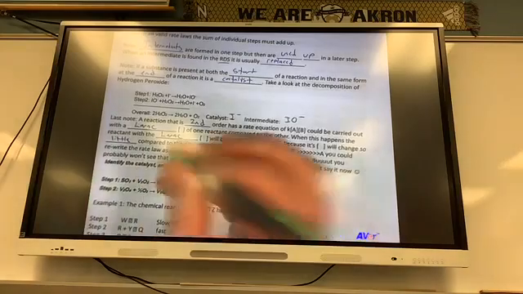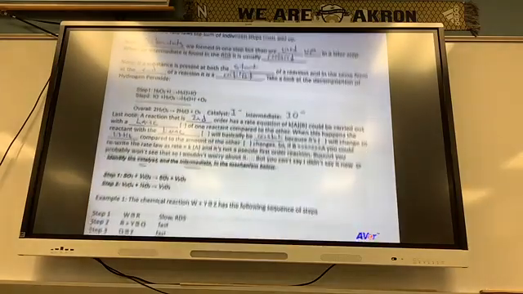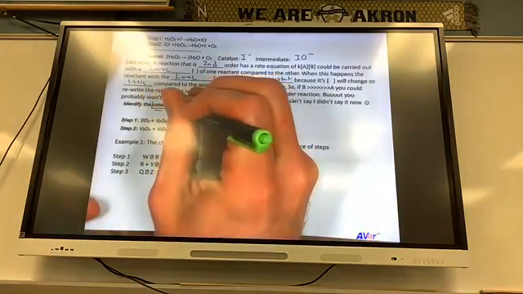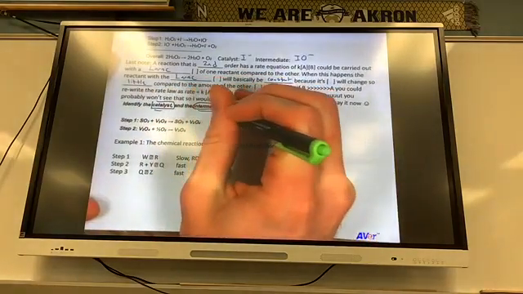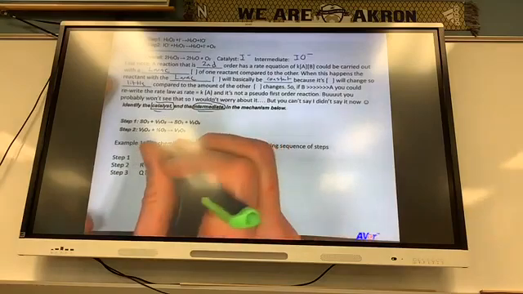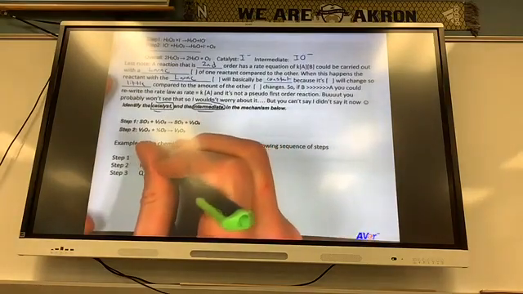Here we go. Identify the catalyst and the intermediate in the mechanism below. Oh shoot, it printed weird again. I hate that. These are supposed to be arrows down here. If you guys want to fix that.